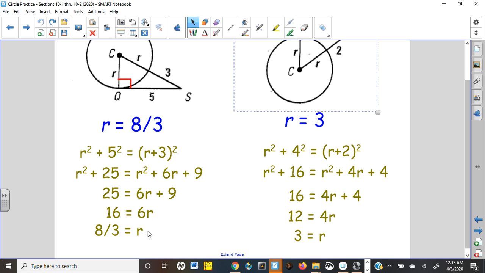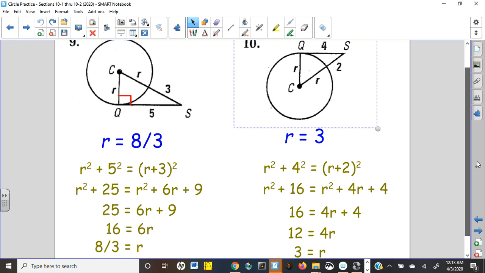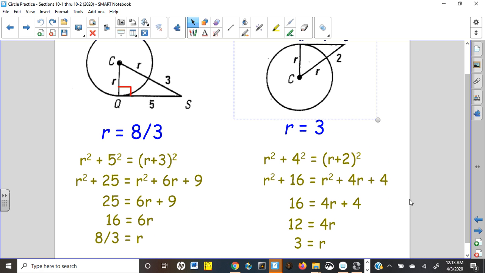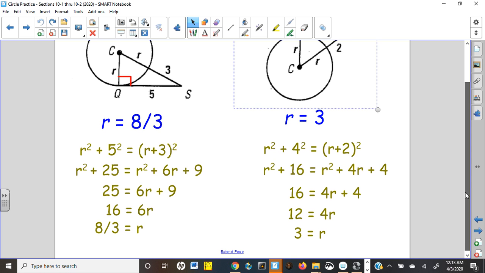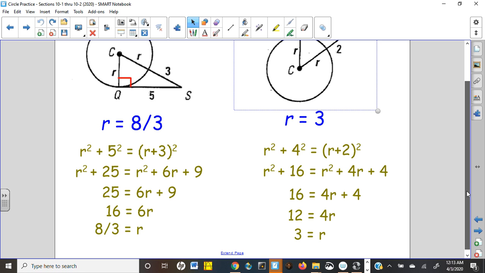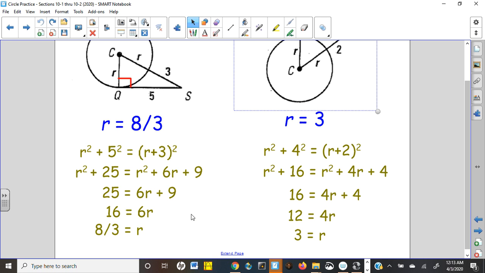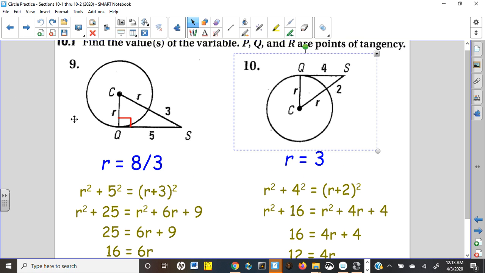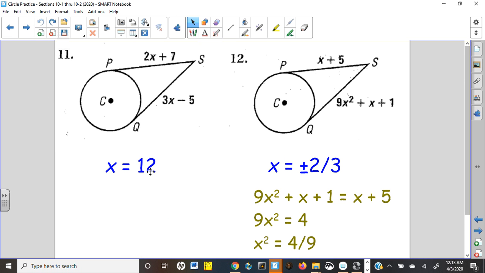Don't worry that problem 9 here is a fractional answer. Not every answer is an integer, and not every answer is even a rational number. Sometimes you may be taking square roots of things that are not necessarily perfect squares. Numbers 11 and 12 are based not on theorem 10.1, the previous 2 problems, but on theorem 10.2.